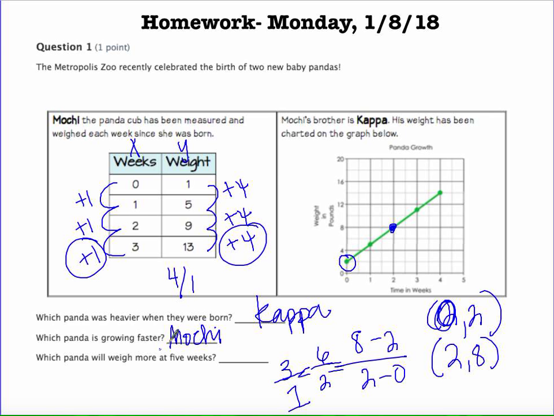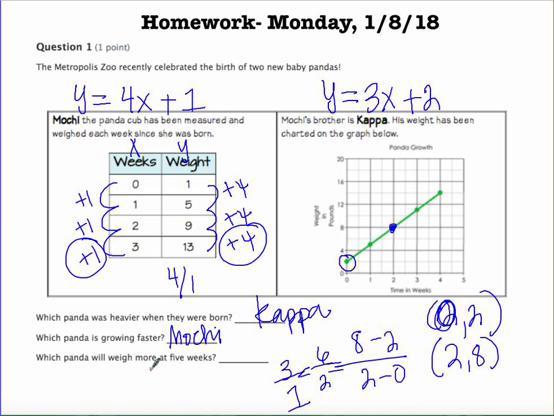Which one will weigh more at 5 weeks? You could really just continue the pattern from where they are. It's just another way of doing it, but really it will be helpful to actually write some equations. If I were to write a linear equation to model Mochi's growth, it would be y equals the rate of change, 4 pounds per week, plus the initial weight of 1 pound. An equation for Kappa would be y equals 3 pounds per week plus the initial weight of 2 pounds.